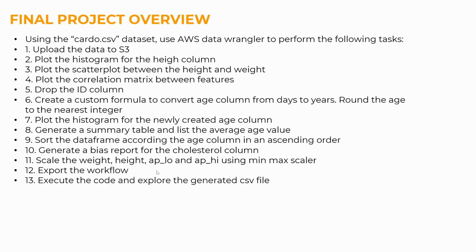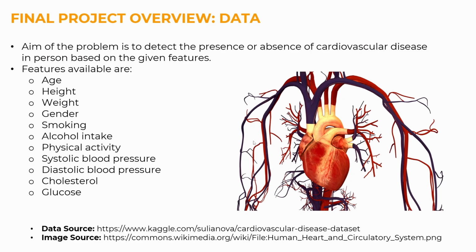There's a lot of tasks to cover here, but again, we covered most of them. So let me walk you through the data. If you go to the next slide, you should be able to see the various features that we have in the data. Basically the aim of this data set is to detect the presence or absence of cardiovascular disease in a person based on their given features.